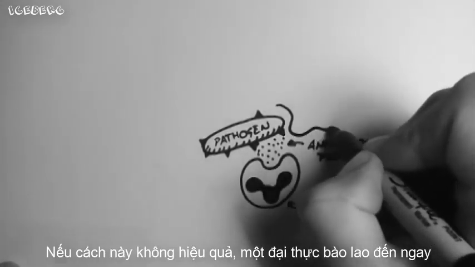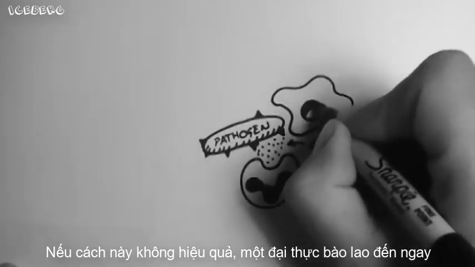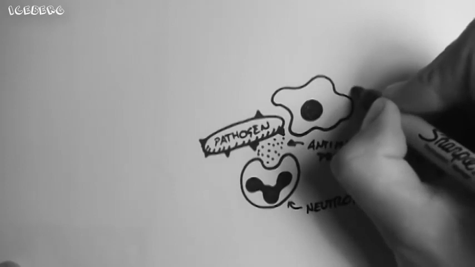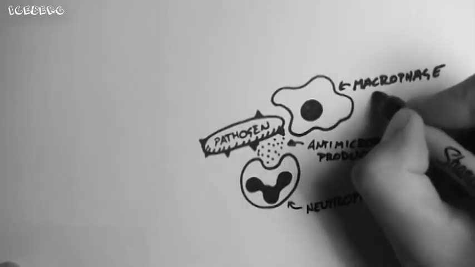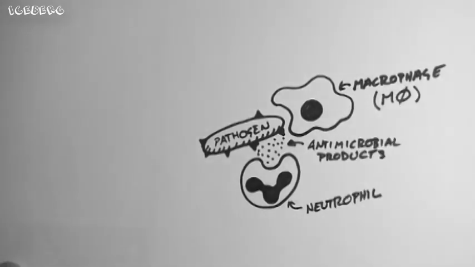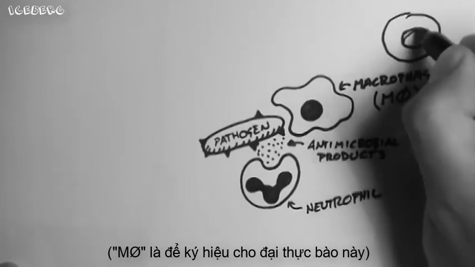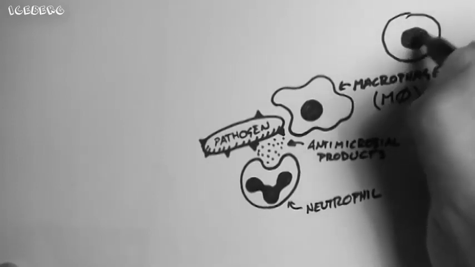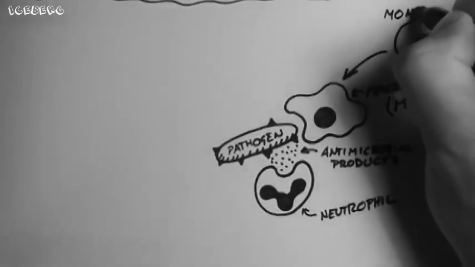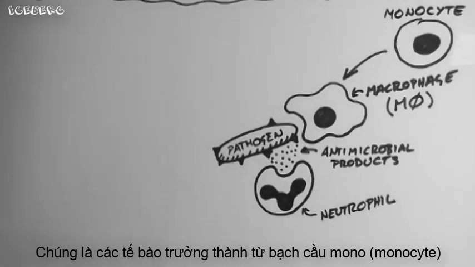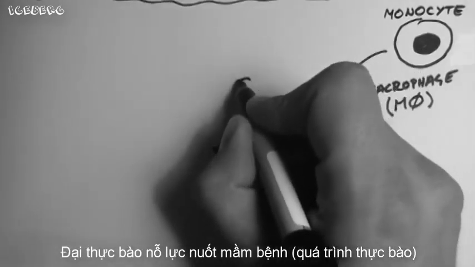If this doesn't work, then the macrophages arrive on the scene. M with a circle with a dash through it is an abbreviation for a macrophage. And these arise from monocytes which float around in the blood. And the macrophage attempts to eat the pathogen.